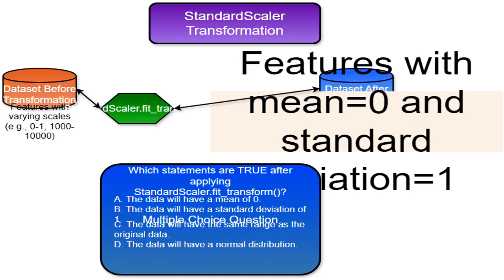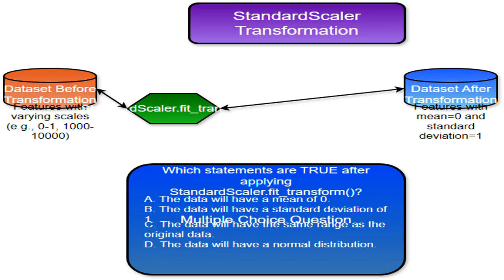This is true. The StandardScaler will center the data around a mean of 0. This is part of its magic. This is also true. The StandardScaler scales the data so each feature has a standard deviation of 1. This is also fundamental to its functionality.